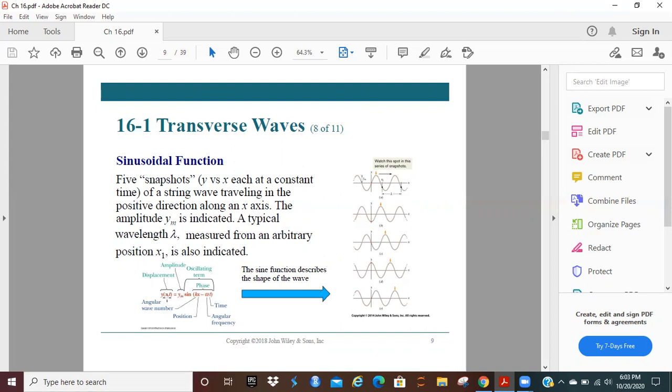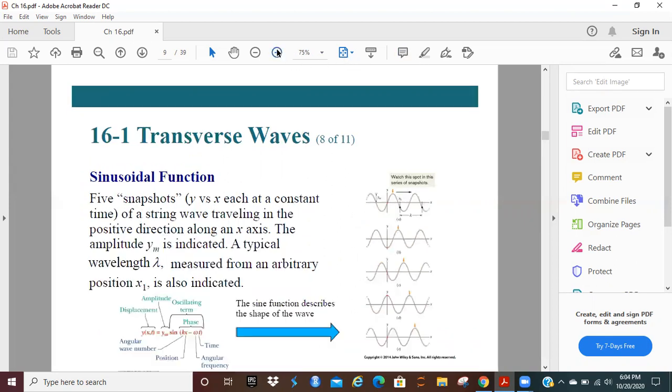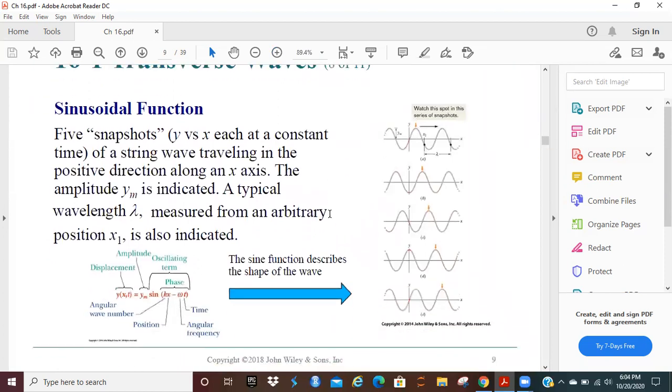So we're looking at our displacement. We have the amplitude here. We have the oscillating term. We know what the phase is. And then once we get in a little bit closer here, you can see the angular wave number. You can see the position. You can see the angular frequency, and then you can see the time. So this function is going to describe this particular wave movement.